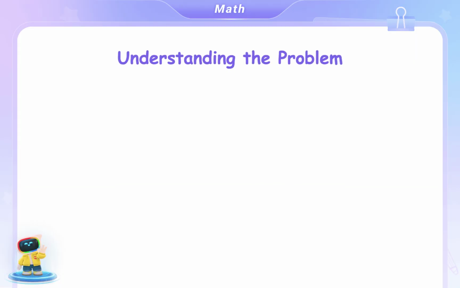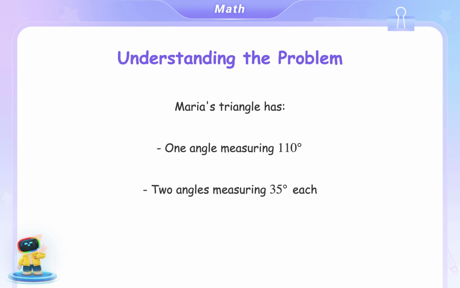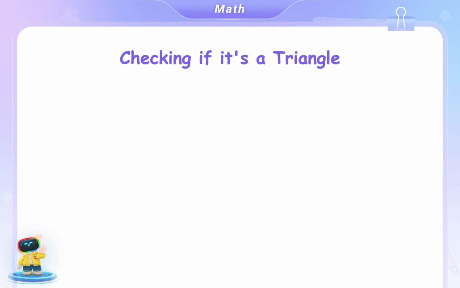Let's understand what we know about Maria's triangle. Maria's triangle has one angle measuring 110 degrees and two angles measuring 35 degrees each. Let's check if these angles can form a valid triangle.